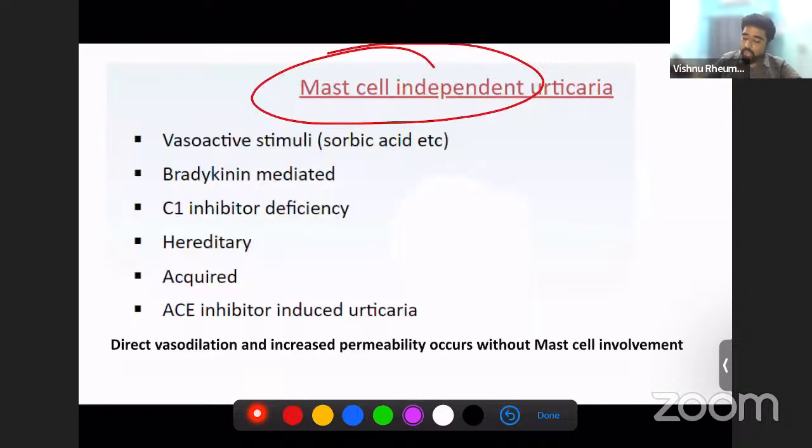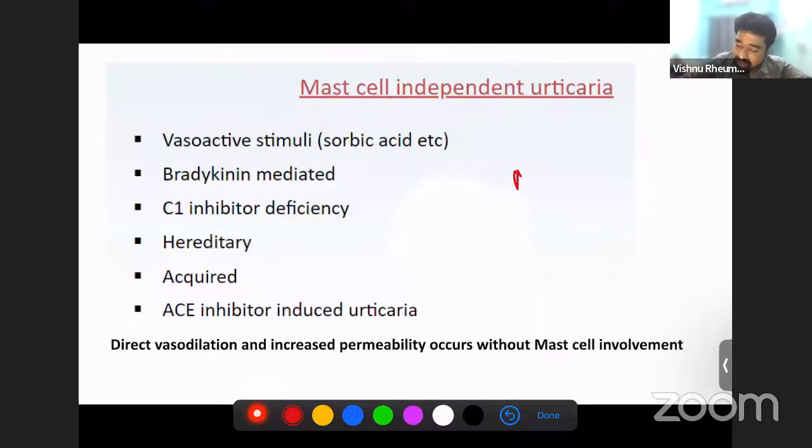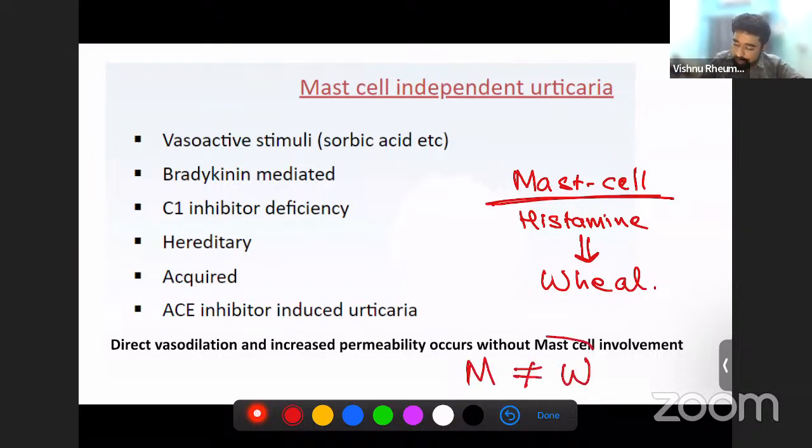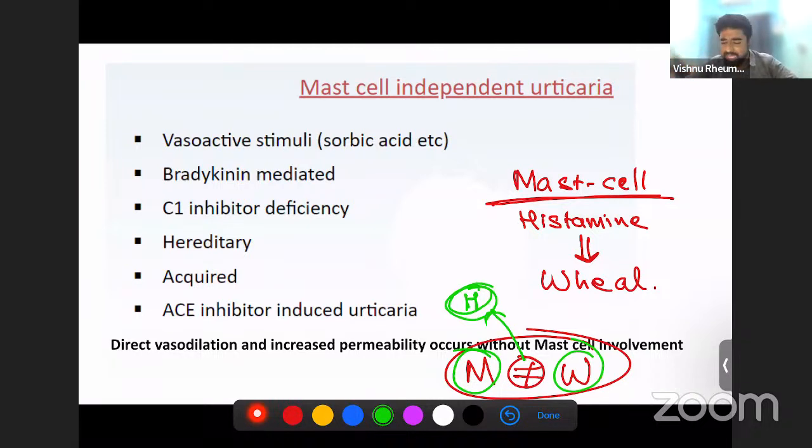So what is the main phenotypic difference between mast cell mediated versus non-mast cell mediated? Because here there is a classic phenotypic difference. Remember it like this: mast cell, histamine, will lead to wheal. How I remember it is M is not equal to W, these are two opposite looking letters, and this kind of looks like an H, right? So mast cell, histamine, and wheal go together more often than not. There's only one exception to this rule that I will tell you, but usually these three things go together. Mast cell via histamine will cause wheal.